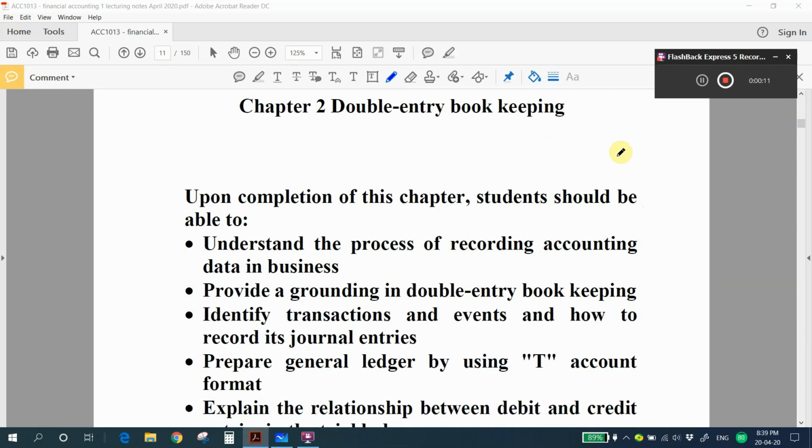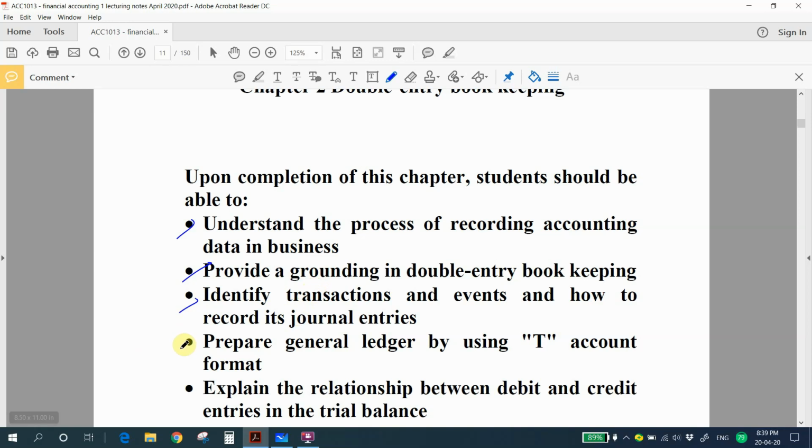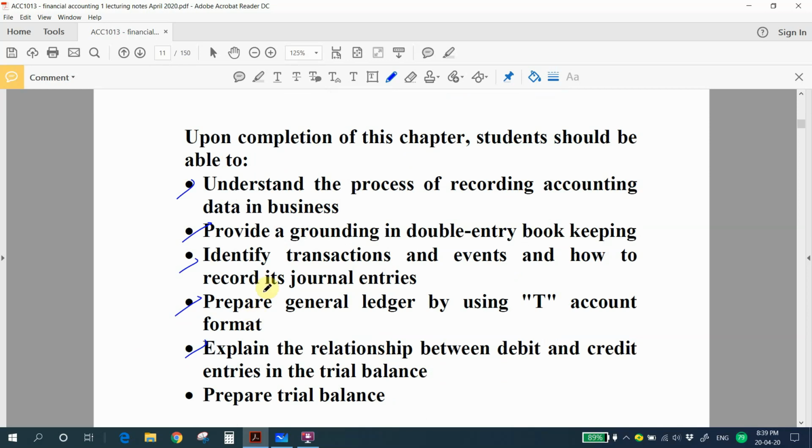Upon completion of this chapter, you should be able to understand the process of recording accounting data in business. You are able to provide a grounding in double entry bookkeeping, and you are able to identify transactions and events and how to record its journal entry. And next, prepare journal ledger by using T account and explain the relationship between debit and credit entries in the trial balance. And lastly, you are able to prepare a trial balance for a company.